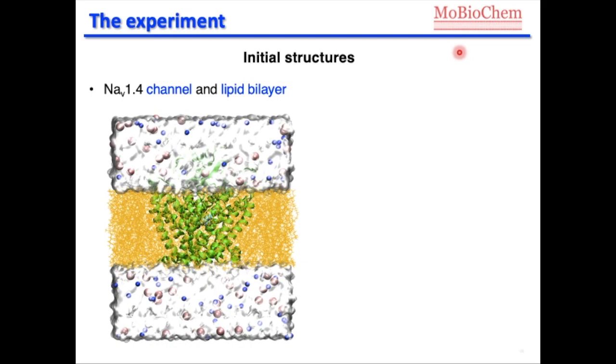So, let's start from the protein. The first thing was to obtain the structure of the human's brain sodium channel from the protein database with the following ID. The structure was resolved with cryo-electron microscopy in 2018.